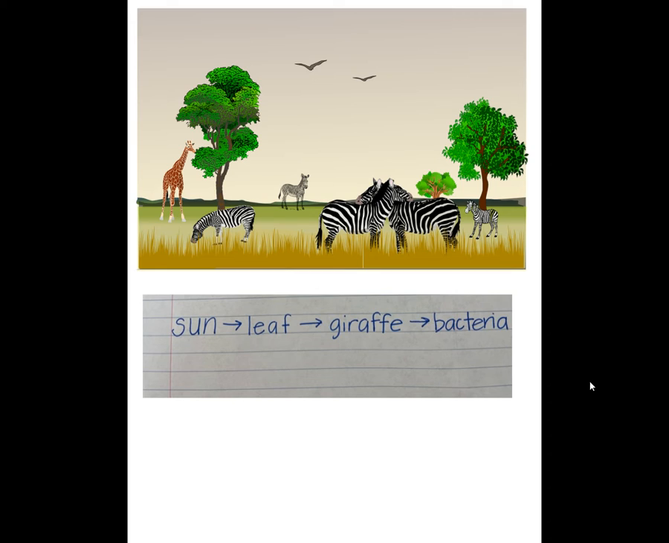You don't always have to finish your food chain with a decomposer, but today I want you to. So again, the sun is consumed by the leaf, the giraffe consumes the leaf, and the bacteria consumes the giraffe once it is dead, and that makes it a decomposer.